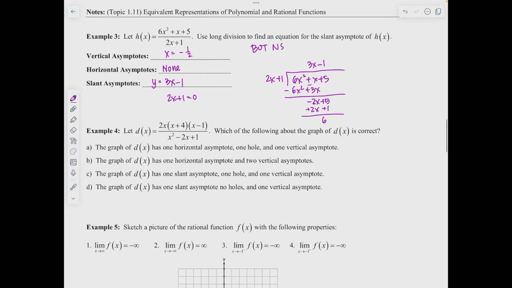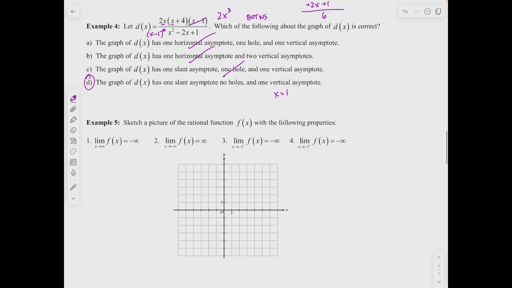Example number 4. Which of the following is correct? So this is 2x times x times x. That means that I have a 2x cubed. So horizontal asymptote, there are none. There is a slant asymptote. If I factor the denominator, that would be x minus 1 quantity squared. So when the x minus 1 on the top takes away one of the x minus 1 factors from the bottom, it's still there on the bottom. Therefore, there is no hole created. My answer would be D. And the one vertical asymptote would be x equals 1, the remaining part there. So that would be example number 4.